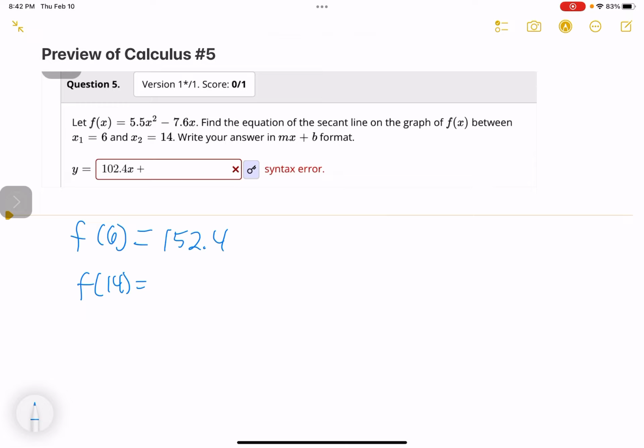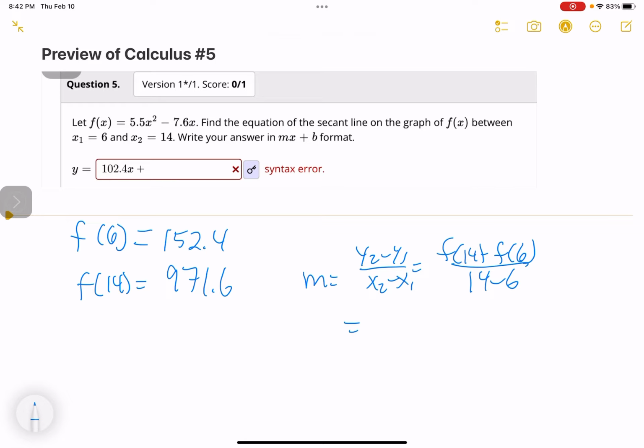minus 7.6 times 14, and that's 971.6. So our slope is going to be y2 minus y1 over x2 minus x1, or f of 14 minus f of 6 over 14 minus 6, or, in this case, 971.6 minus 152.4 over 14 minus 6 is 8.